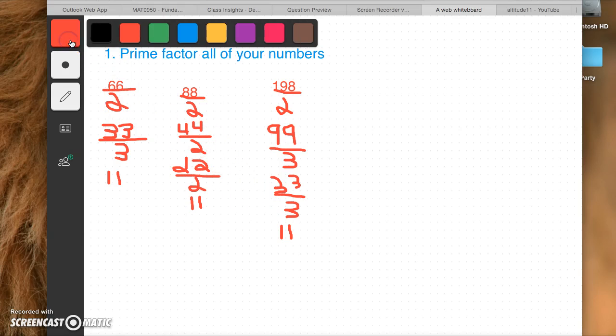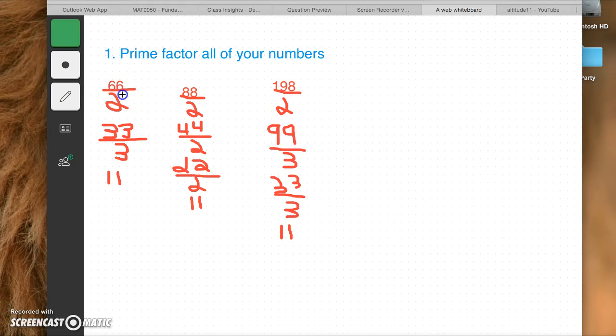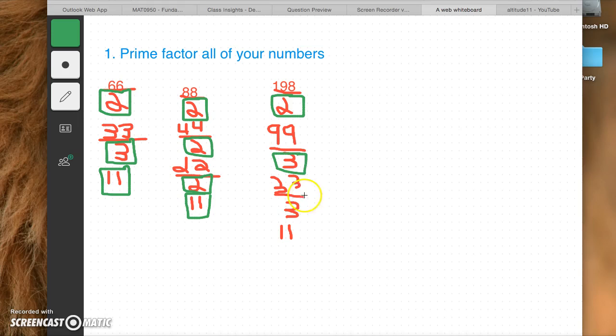So now each of these numbers that I'm going to box in green are all of the prime factors that go into our original values. So in other words, the prime factorization of 66 is 2 times 3 times 11. The prime factorization of 88 is 2 times 2 times 2 times 11. And the prime factorization of 198 is 2 times 3 times 3 times 11.